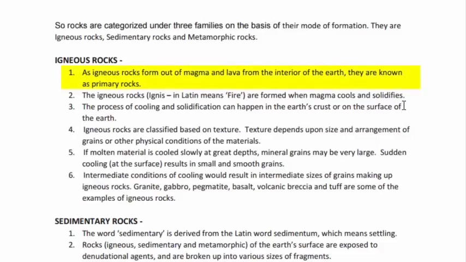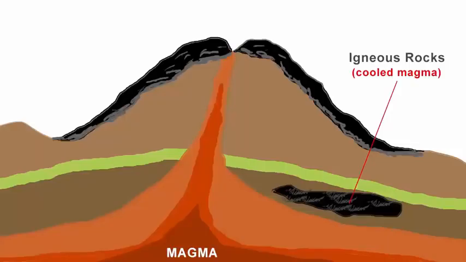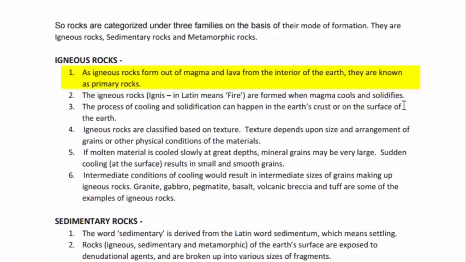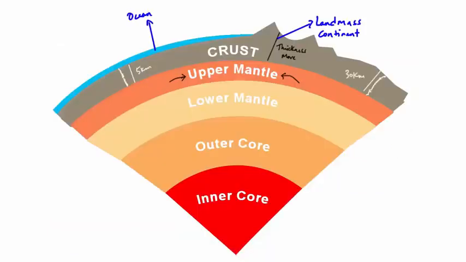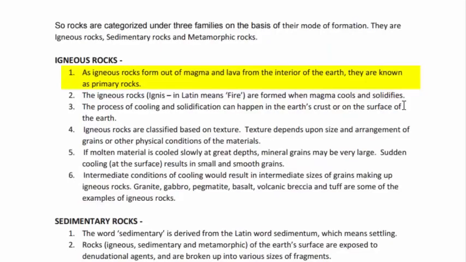So the first one is igneous rock. Now, igneous rocks are formed out of magma and lava from the interior of the Earth. So magma is also called molten rock, and it is found in the mantle of the Earth. If you remember this pic showing the different layers of Earth, mantle is filled with magma, and when magma comes out of the surface, it cools down and becomes solid. That's how the igneous rocks are born.